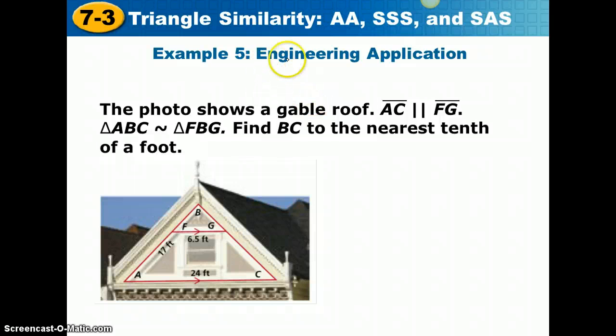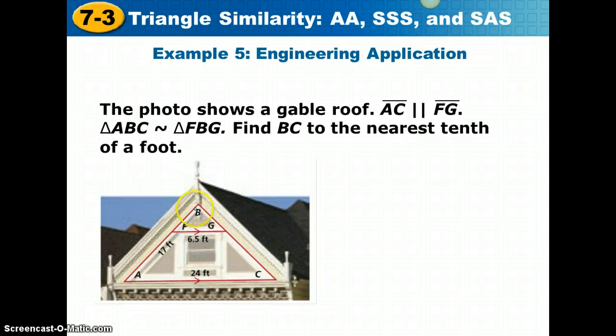All right, in example 5, we have this photo here, shows a gable roof in which AC is parallel to FG, and we're told that triangle ABC is similar to triangle FBG. That would mean their corresponding angles are congruent and their corresponding sides are proportional. We want to find BC to the nearest tenth of a foot. So here's what we need to do in order to set that up.